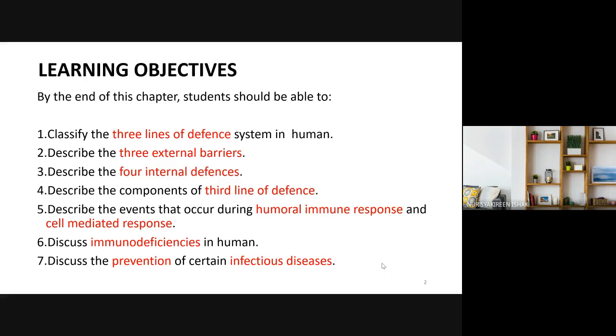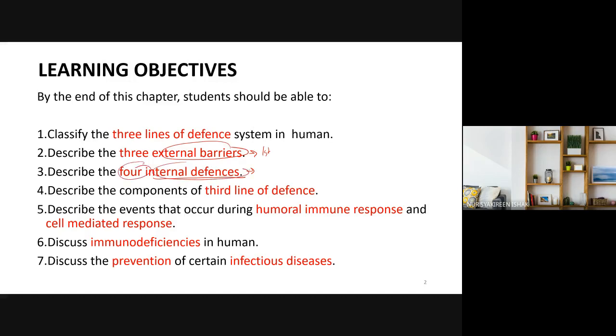So number 3, describe external barriers. So external barrier is the first line defense. Okay, first line defense. External barriers. Okay, so describe 4 internal defenses. So internal defenses ni yang second line defense lah. Bila pathogen tu dia dah manage penetrate external, dia akan jumpa dengan internal defense.